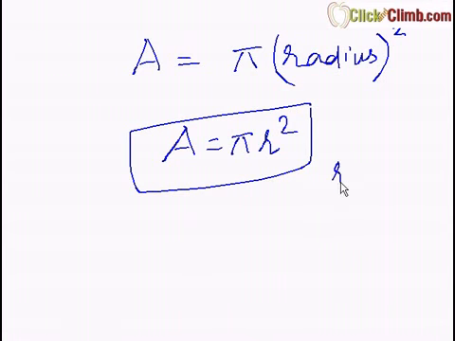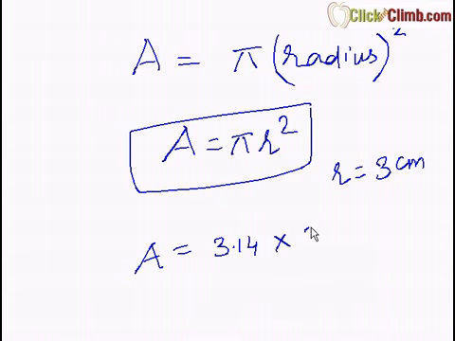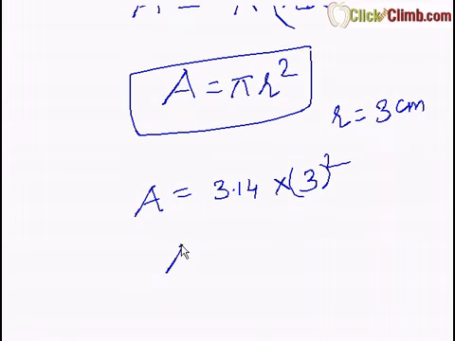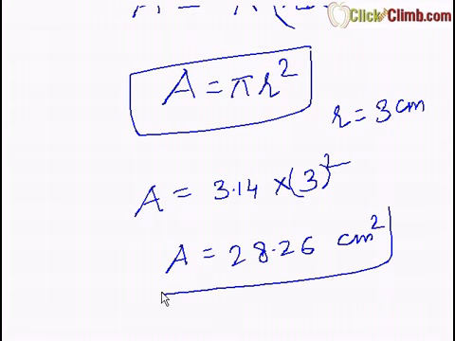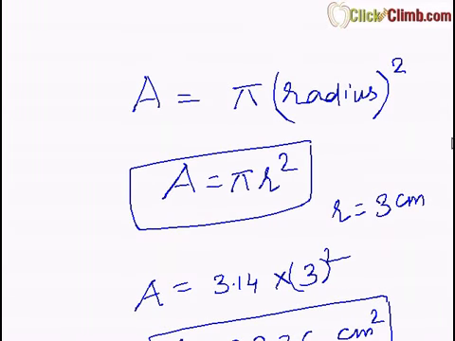Suppose the radius is given as 3 centimeters. You can find the area like this: 3.14 is the value of pi, and r is 3, squared. If you calculate this, you will get 28.26 centimeters square. So this is the area of this particular circle. If the radius is given, we can find the area, and if the area is given, we can find the radius.